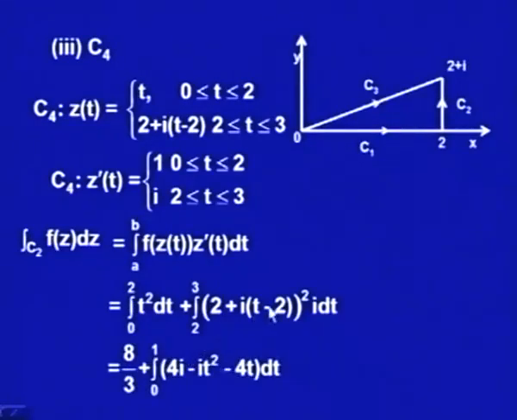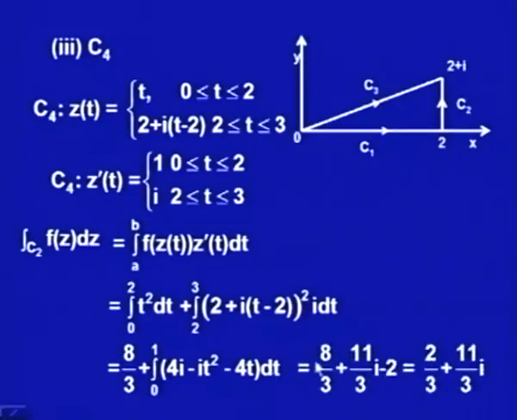For the second one, change the variable t minus 2 to, let us say, t again. If t is from 2 to 3, then t minus 2 would be from 0 to 1. So it would be (2 plus i t) whole square, again multiplied with i, and we get 4i minus i t square minus 4t, dt integrated from 0 to 1. I would get 4i minus i by 2, minus i by 3 times t cube... and minus 4t, whose integral would be 2t square, evaluated from 0 to 1 would be minus 2. So what we get is 8 by 3 plus 11 by 3 i minus 2.